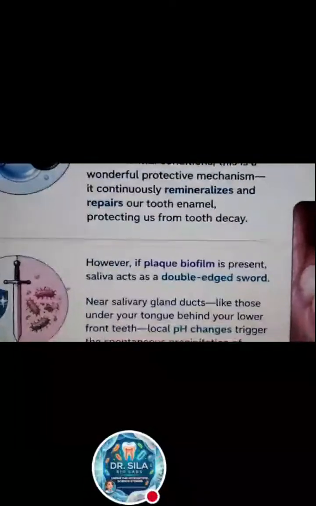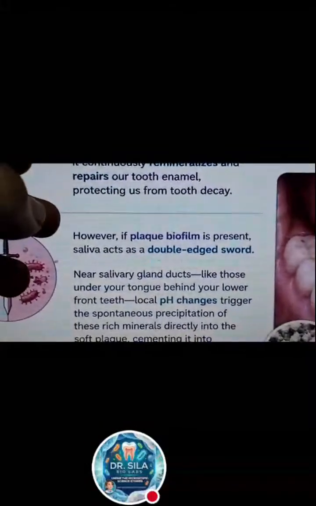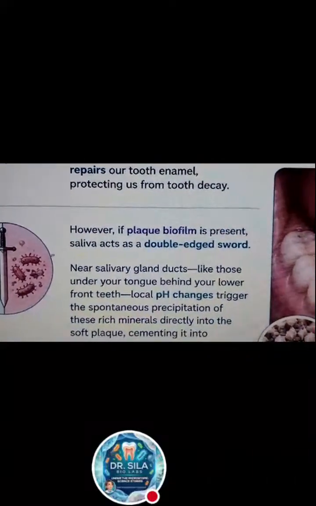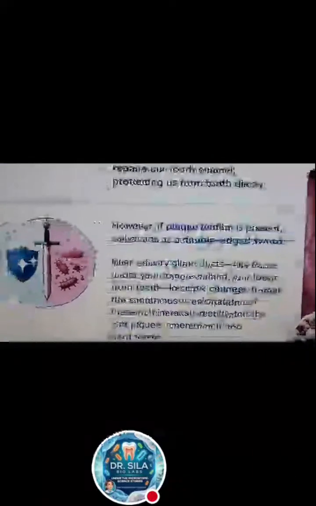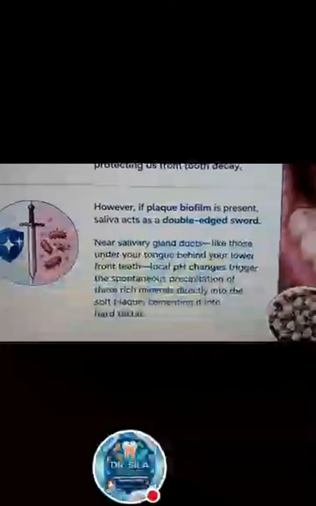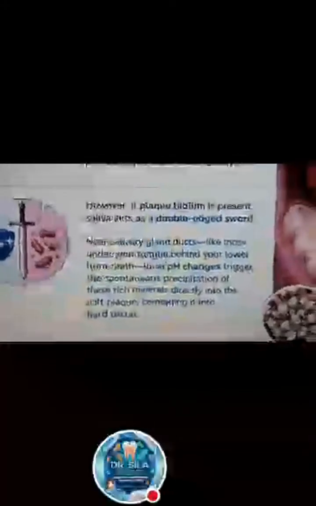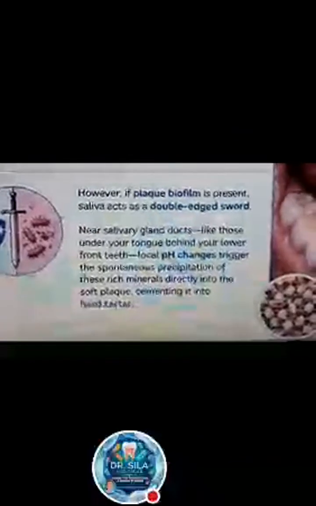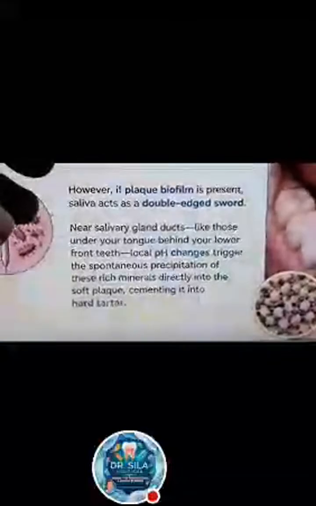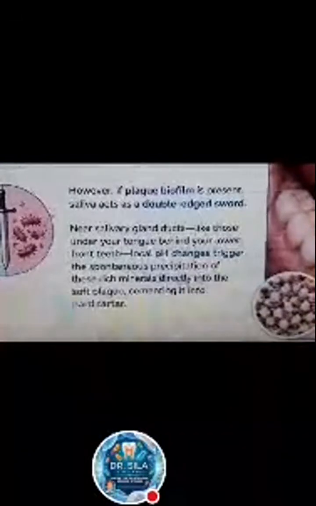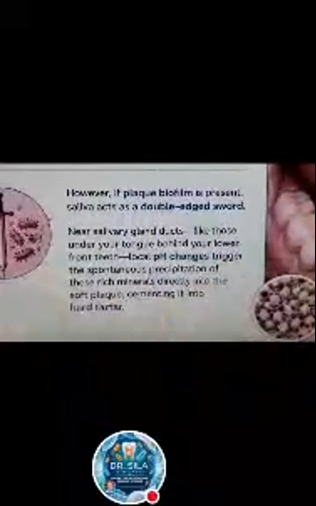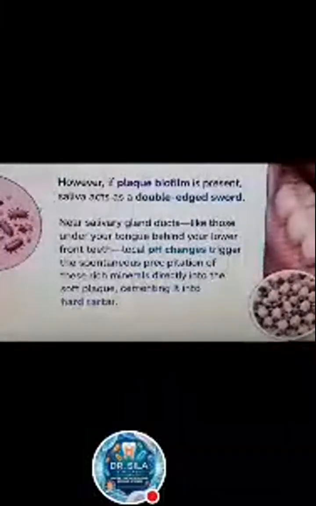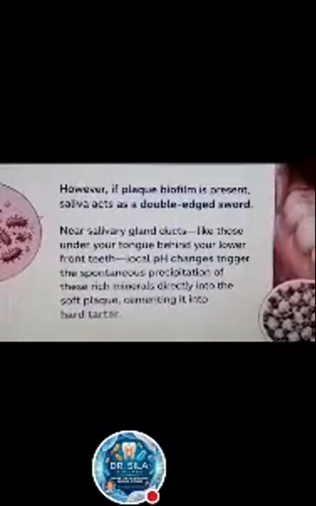However, if plaque biofilm is present, saliva acts as a double-edged sword near the salivary gland ducts, like under your tongue, behind your lower teeth. Local pH changes trigger the spontaneous precipitation of minerals directly into the soft plaque, cementing it into hard tartar.